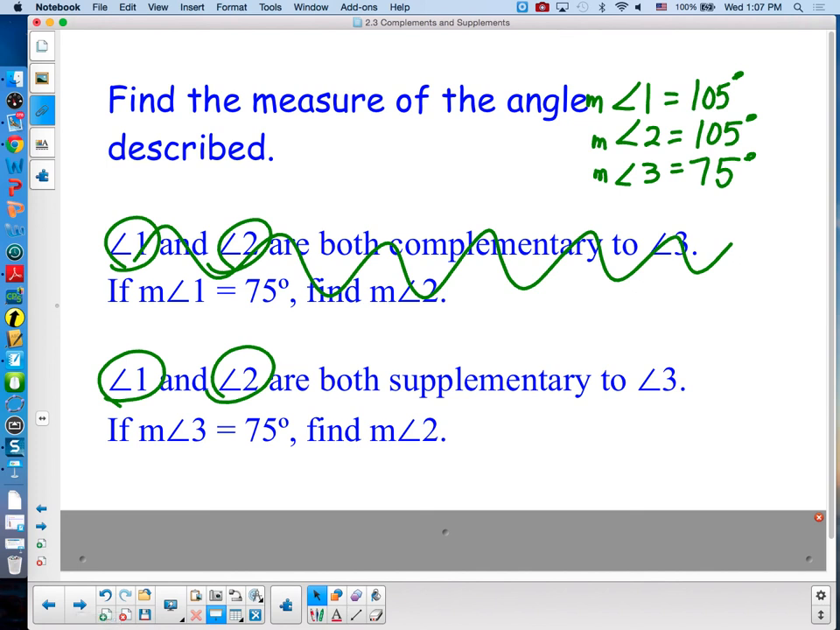Here are the problems to work on. Page 70, 1 through 9. Evens on 16 to 26. 29 to 37 and 40 to 42.